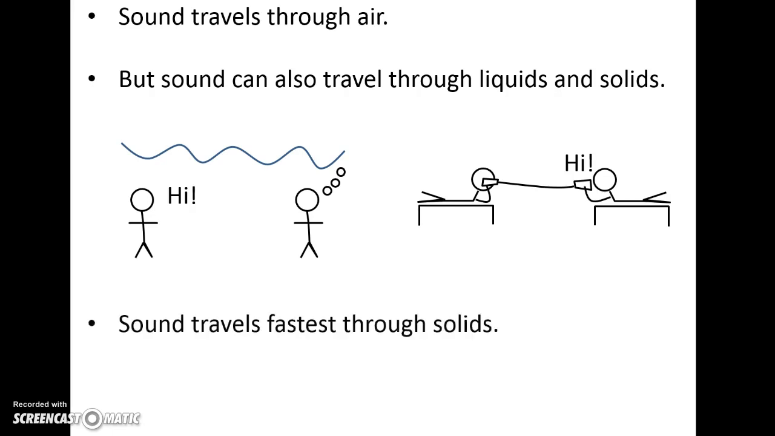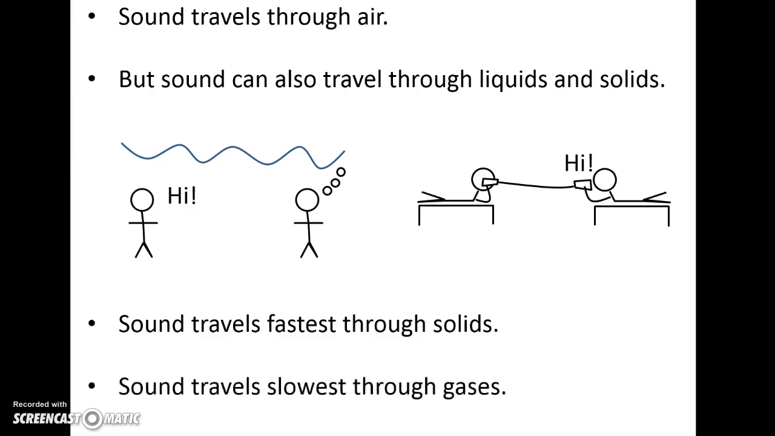The answer is sound travels fastest through solids. And the reason is because in the solids, particles are much closer, and they even feel stronger forces. So when you bump particles of a solid, they interact much more quickly, and that compression is transmitted more quickly. And in gases, sound travels slowest, typically.